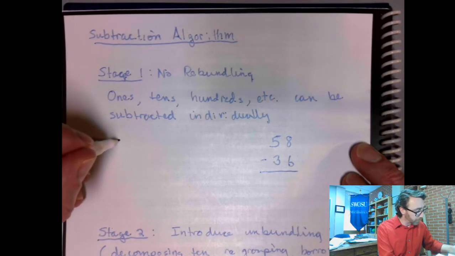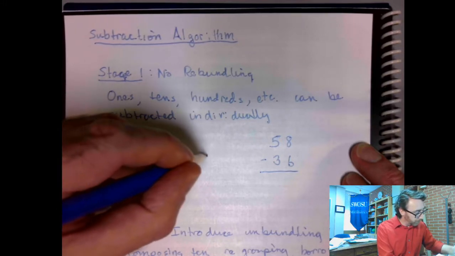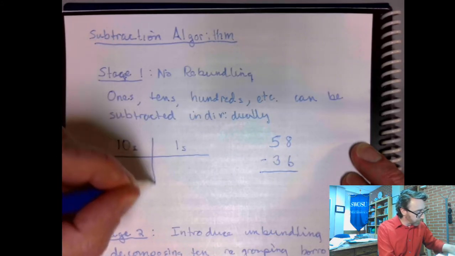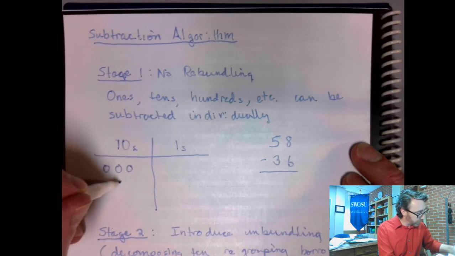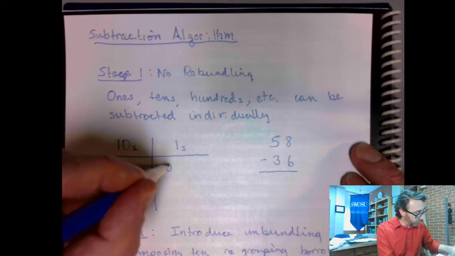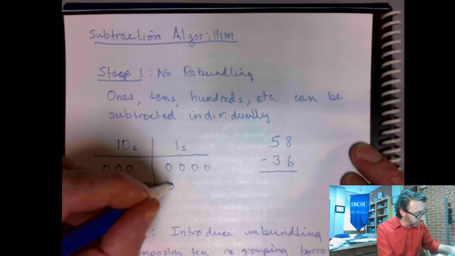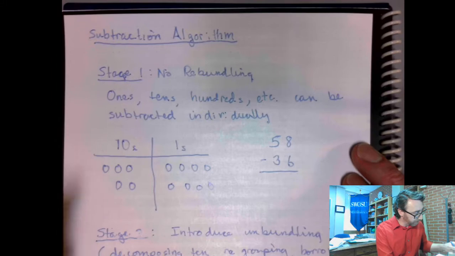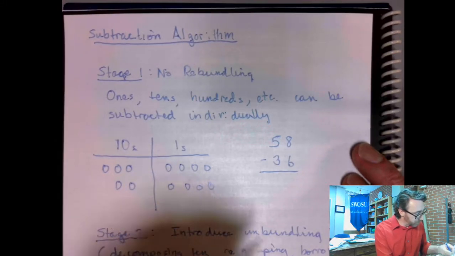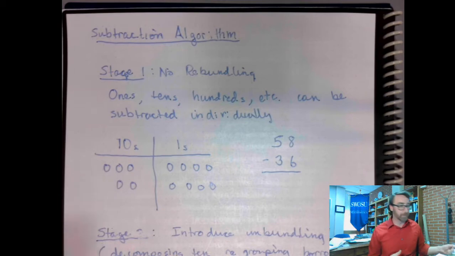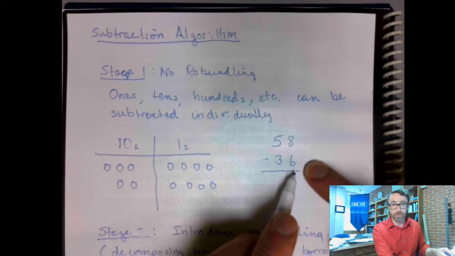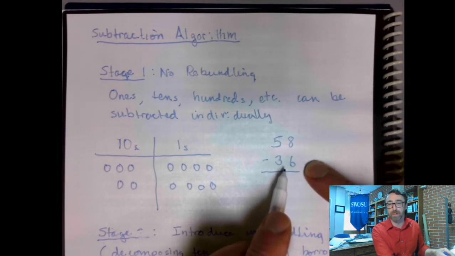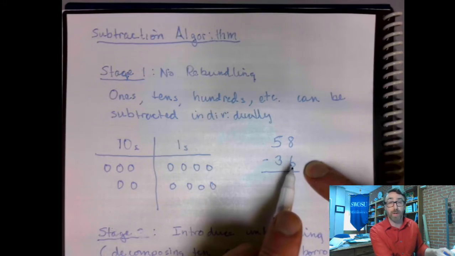If we were to use the chip model, we can get our trays here. So I would load in the 58, 1, 2, 3, 4, 5, and then 1, 2, 3, 4, 5, 6, 7, 8. So I start by loading in the 58, and then in each place I start crossing out the number of chips determined by this number down here, determined by the subtrahend, if you remember the vocab from chapter 1.